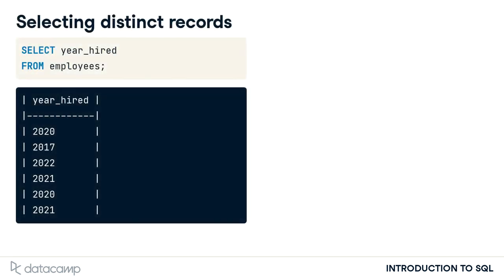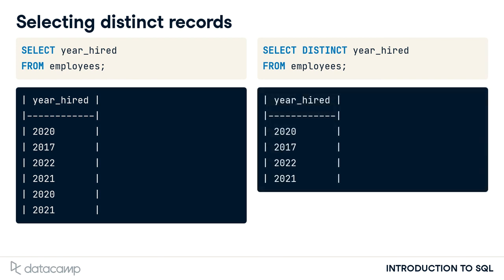Some SQL questions require a way to return a list of unique values. Let's imagine that we are interested in getting a list of years in which we hired our current employees. If we select the year hired field from the employees table, the result set shows several years listed twice, which isn't what we are looking for. To get a list of years with no repeat values, we can add the distinct keyword before the year hired field name in the select statement. Now, we can see that all of our employees were hired in just 4 different years.